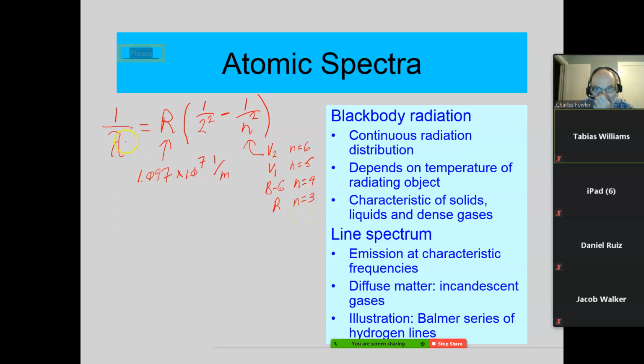Okay, and then you notice this is a 2 here. So the baseline was 2, because when you put a 2 in here, you just get 0 here, and you don't get anything else. Okay, so that's the Balmer series for the hydrogen lines.